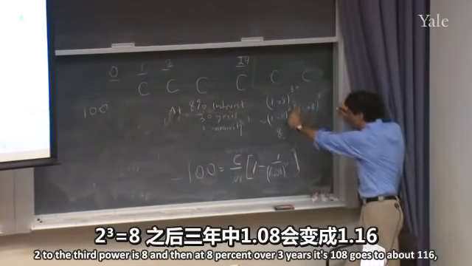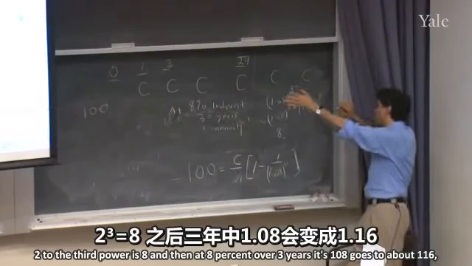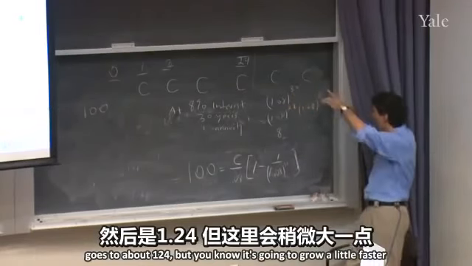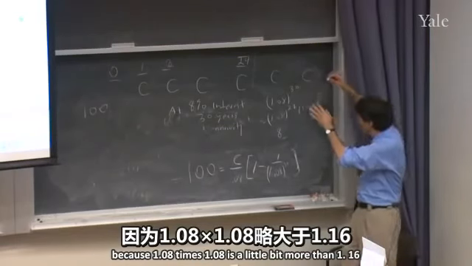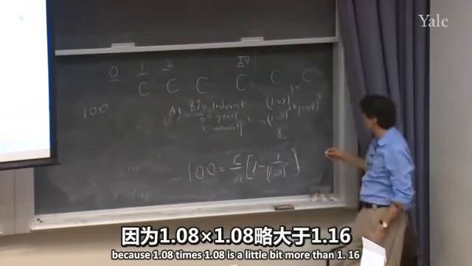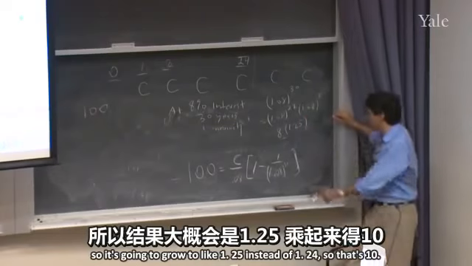2 to the 3rd power is 8. And then at 8% over 3 years, 8 goes to 108, goes to about 116, goes to about 124. But it's going to grow a little faster, because 1.08 times 1.08 is a little bit more than 1.16. So it's going to grow to like 1.25 instead of 1.24. So that's 10.